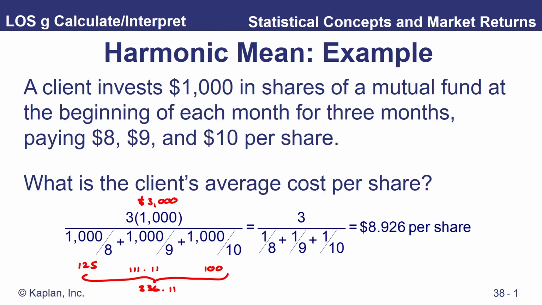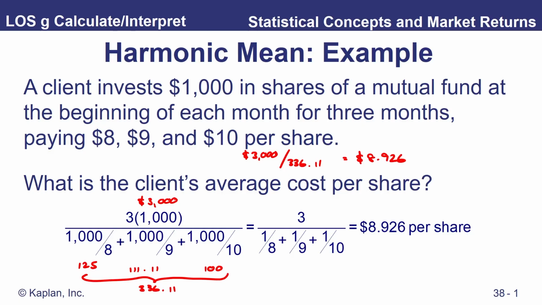336.11 shares. Now notice what the sum's then doing. It's taking 3,000, the total amount of cash that I've spent, and putting it over 336.11, the total number of shares that I've purchased. So 3,000 divided by 336.11 tells me my average price per share was 8.926.